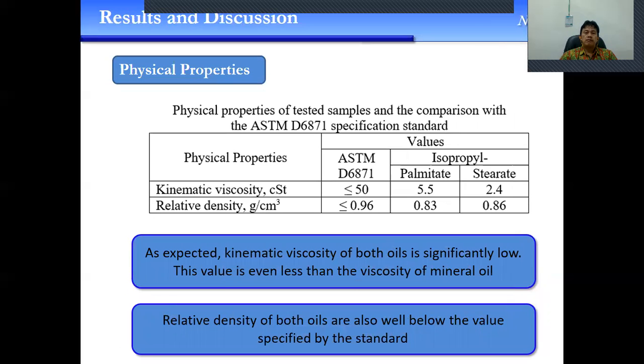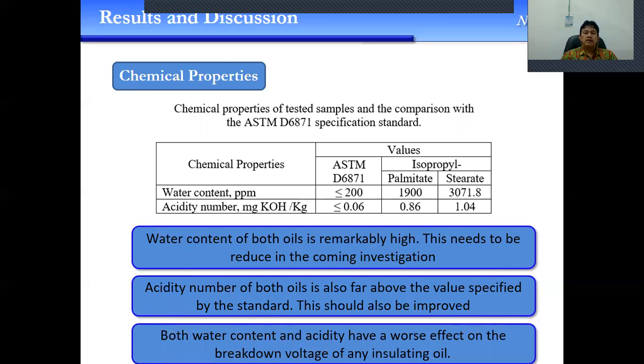And this is the physical properties of the oil. We can see here, as we already expected, that the kinematic viscosity of both oils is low. The results show that the kinematic viscosity of both oils is significantly low. This value is even less than the viscosity of mineral oil. We can also see in the table that the relative density of both oils is well below the value specified by the standard. And let's go to the chemical properties of the oil.